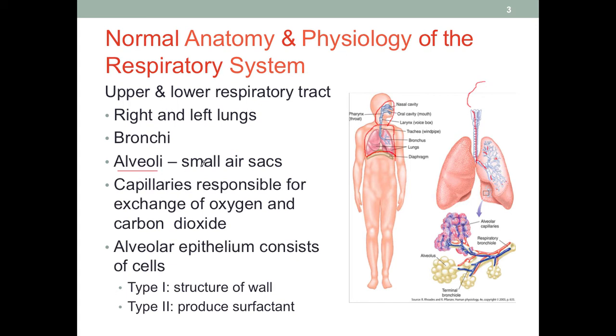The lining of these small air sacs has two different types of epithelial cells. Type 1 is serving a structural role. It forms the wall of the air sac. And then we have type 2, and this is responsible for producing a chemical called surfactant. This is the chemical that helps the alveoli stay inflated, because for the small air sacs to function, they have to remain inflated to allow the maximum amount of air to come in and go out of them.